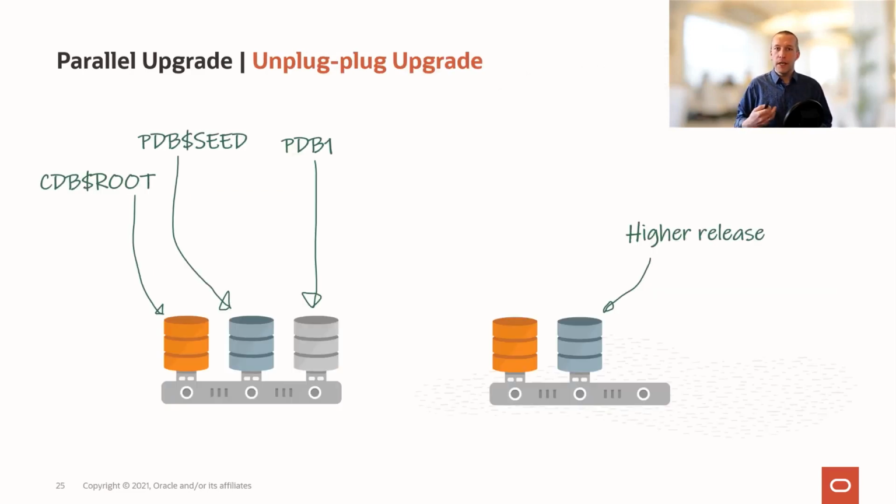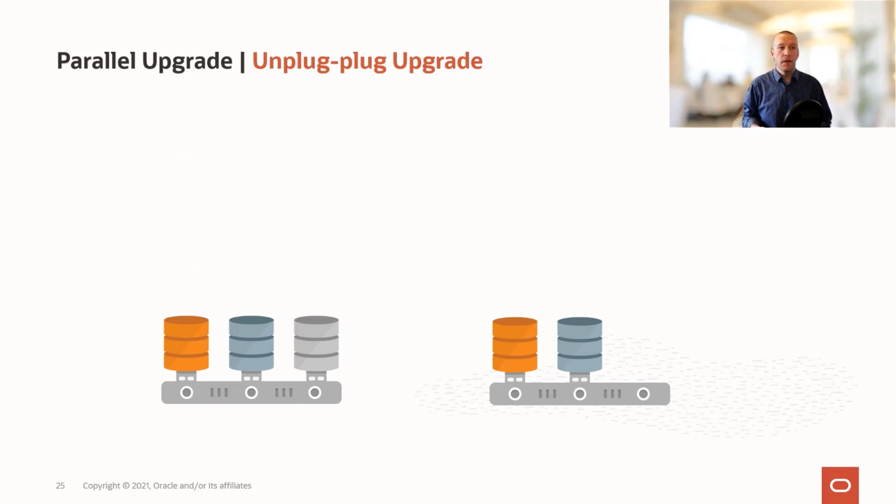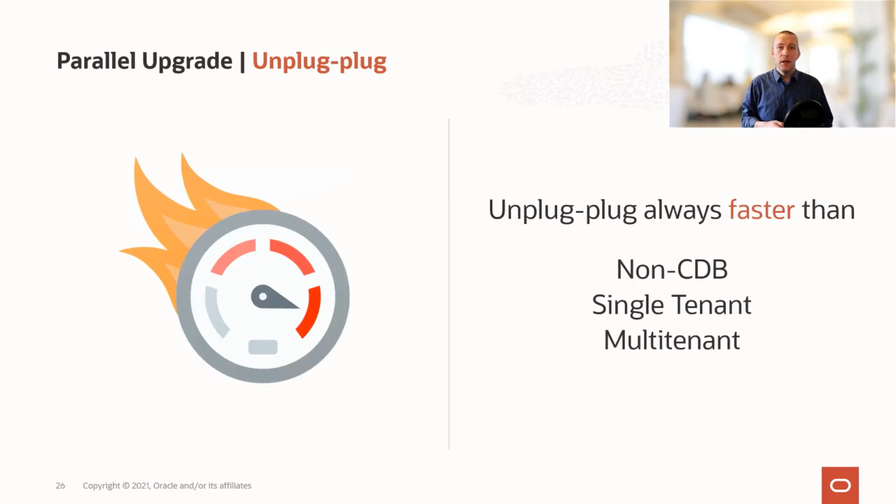The last kind of upgrade that I would like to touch upon is Unplug-plug upgrade. You have your user PDB, which sits in an old release container database. You then create a new release container database, and it already has CDB $root and PDB $seed at the newer, higher level. So you unplug your pluggable database, you plug it into the higher release container database, and then you only have to upgrade the dictionary in that specific PDB. This means that an Unplug-plug upgrade is always faster than a non-CDB upgrade.